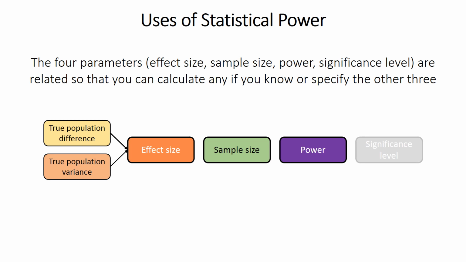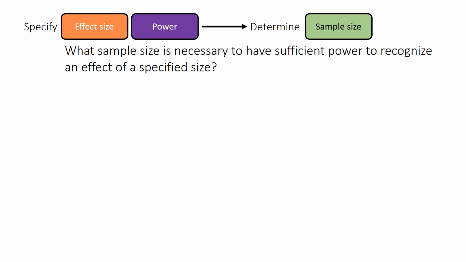So what are you going to do then with these parameters and with statistical power? Well, one very common and useful approach is to specify an effect size and a power, and then calculate the sample size that would be necessary to recognize that effect. And so I'll come back later on to talk about what is sufficient power. I'll also come back to how you would determine the effect size, but for now, note this is the effect size that you expect in the population. So you're expecting a particular effect size, and you want to have a certain power to recognize that. What sample size do you need?